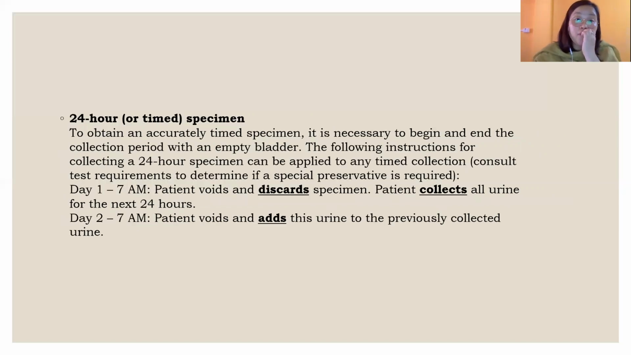The next is the 24-hour specimen, which requires 2 days. On the first day at 7 a.m. you void the urine and discard it. Then the patient collects all the urine in the same container until 7 a.m. the next day. That comes under 24-hour sample collection. While doing this, you must give a very big container, at least 2 to 4 liters, so that he can void the urine in that container itself.